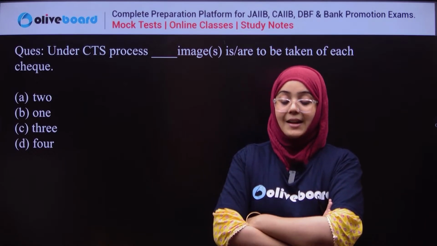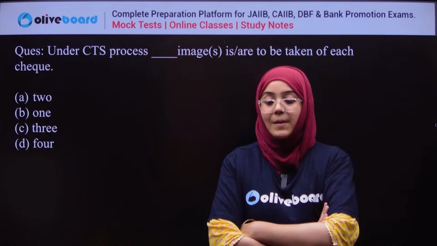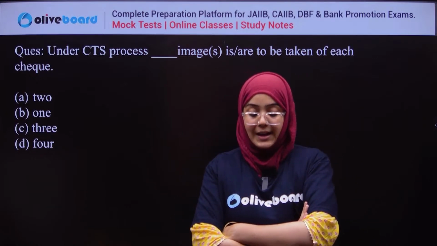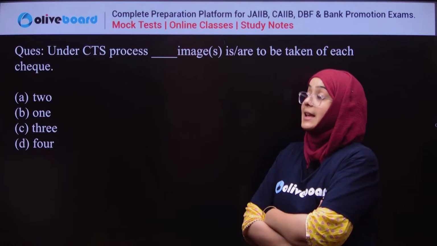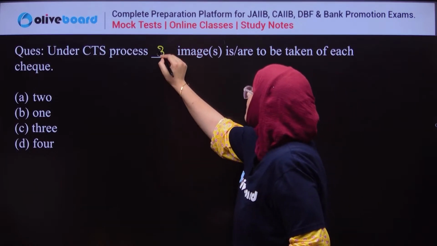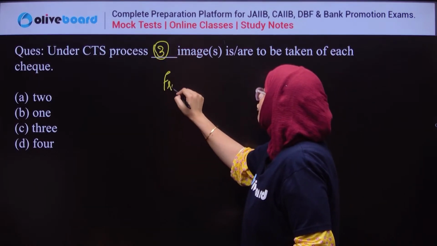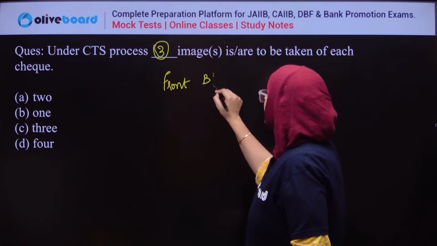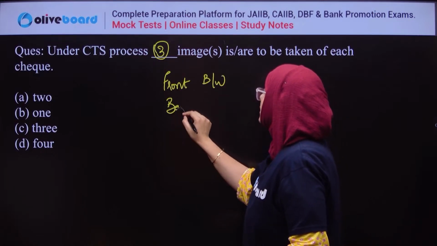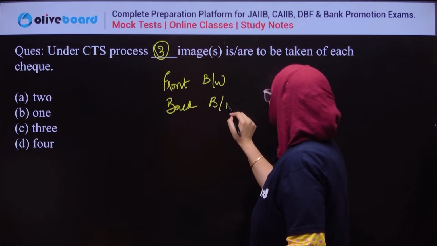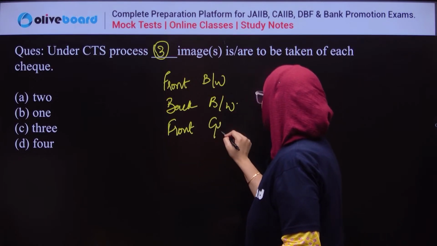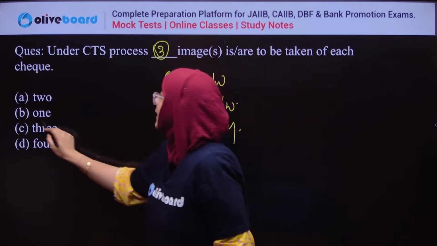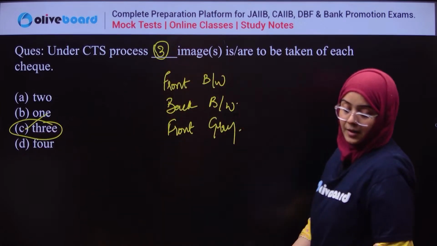Under the CTS process, images are to be taken for each check. How many images are to be taken for each check? There are three images. You all know: front black and white, back black and white, and a front grayscale. So the correct answer is C.